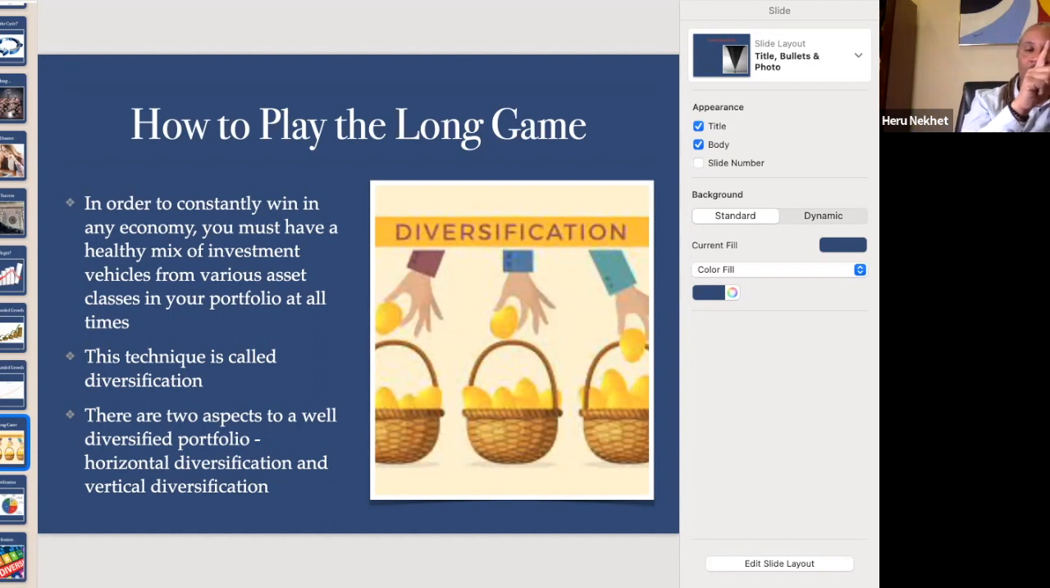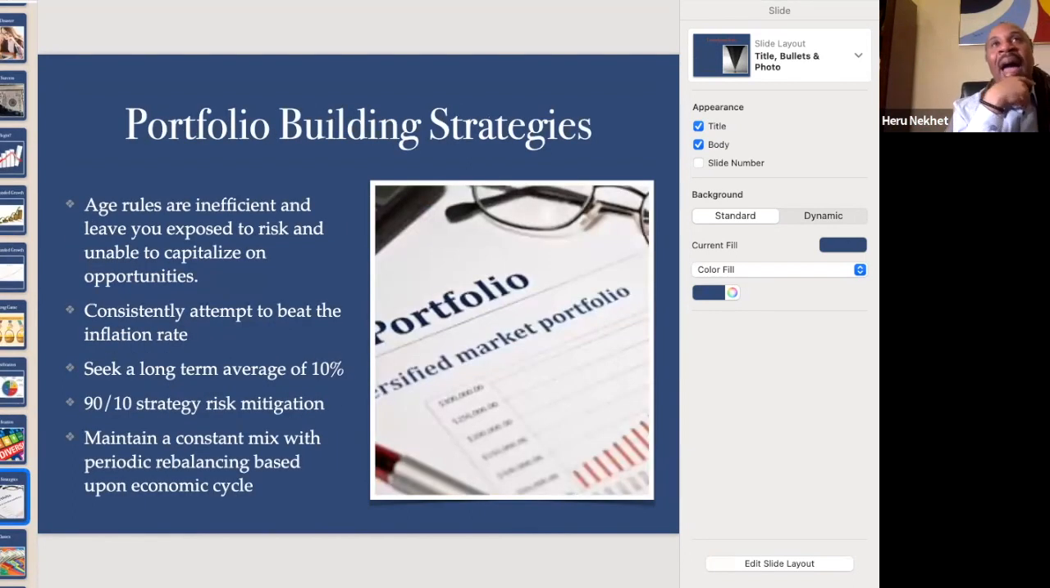And then we want to do vertical also, meaning we put it in different investment types within that asset class. So we want to spread it out two different ways: different asset classes and different investment types, even within the asset class, right? That's the big secret to really making it work. So how do we go about building this portfolio?